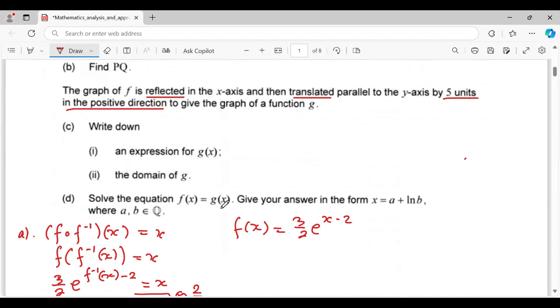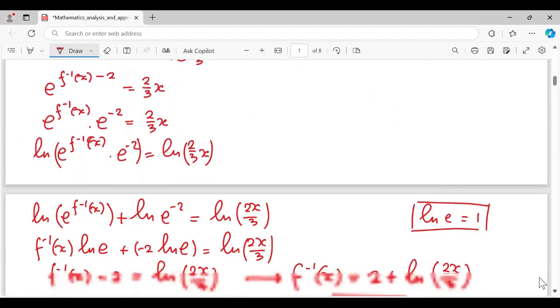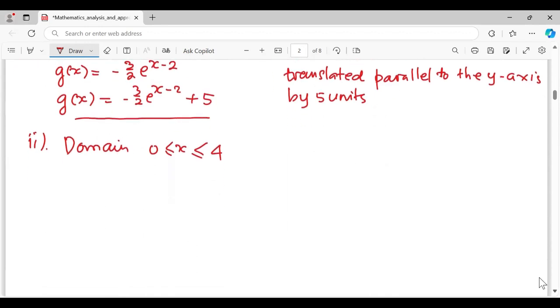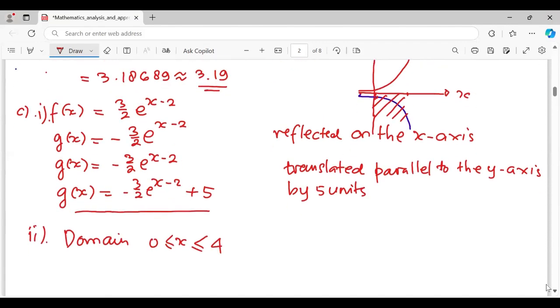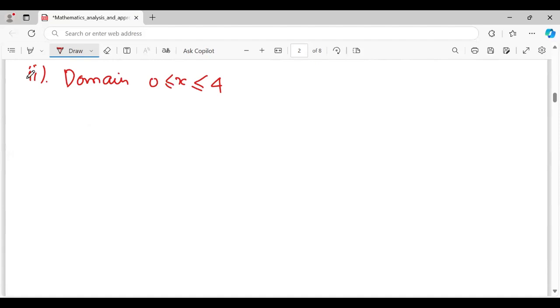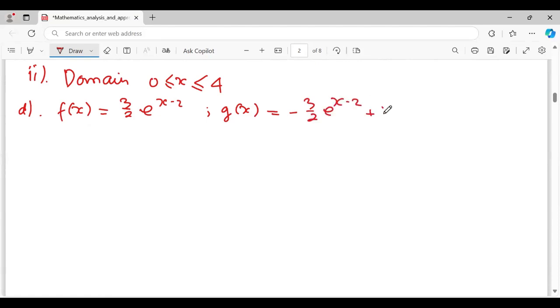Solve the equation f(x) equals g(x). Give your answer in the form x equals a plus ln b, where a and b are rational numbers. This is part d. f(x) equals 3/2 e^(x-2), while g(x) is minus 3/2 e^(x-2) plus 5.